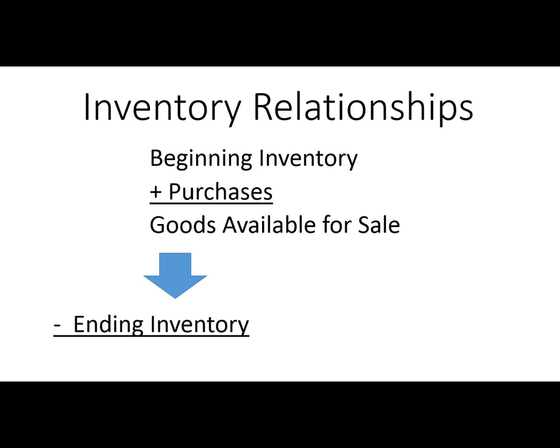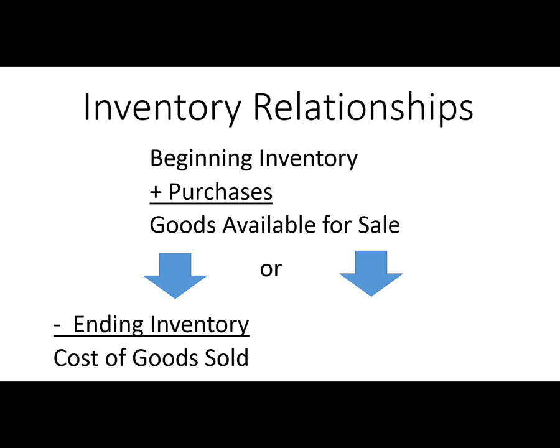If we take our goods available for sale number, which was the total amount of stuff that we had this month, and we subtract how much we had at the end of the month, then we find a number. And that number is cost of goods sold. So again, if we knew we had $1,000 in our goods available for sale, and we know we have $100 at the end of the month, then we know we sold $900 worth of stuff. Hopefully this is intuitive for us. This isn't a stretch for us.